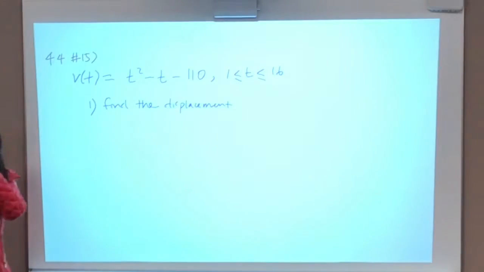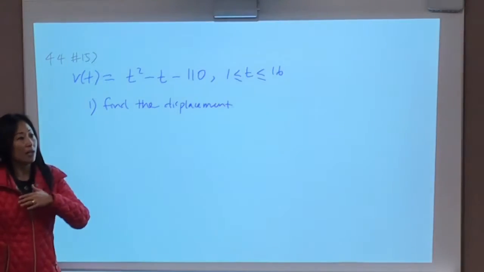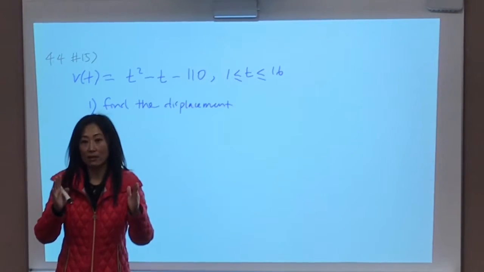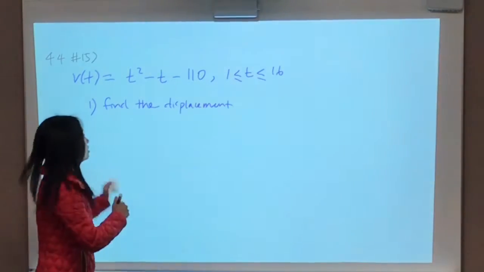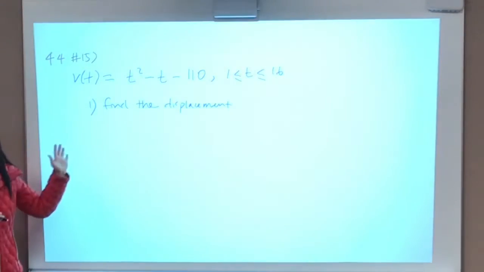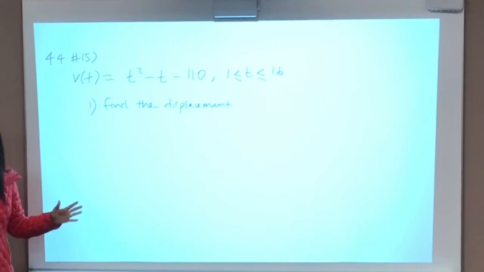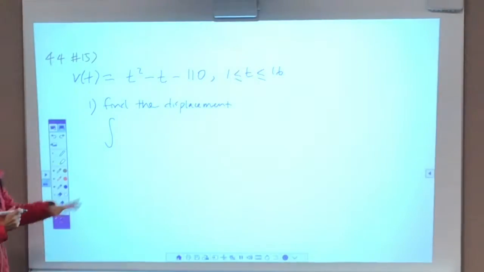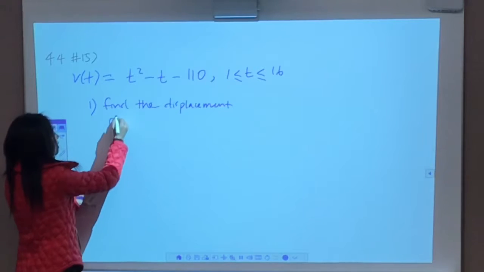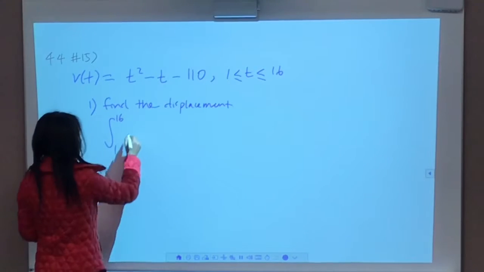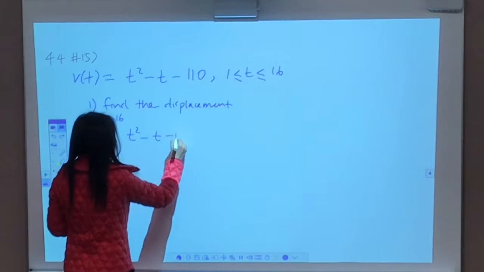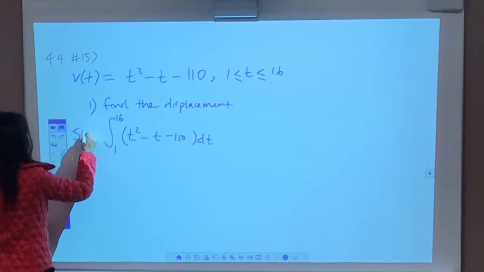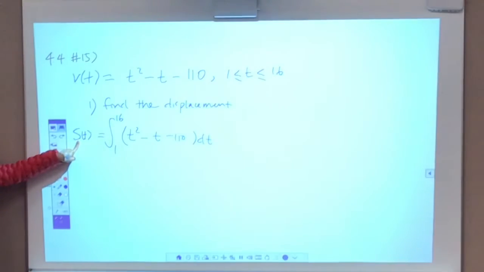So displacement cancels out, right? If you move to the right and move to the left, it cancels out. It gives you a net movement, whether it moved to the right or to the left. The negative and positive signs cancel out; it's not a total distance. So simply what do I do? Take an integral of this, where time starts at 1 and ends at 16. This gives me my displacement.